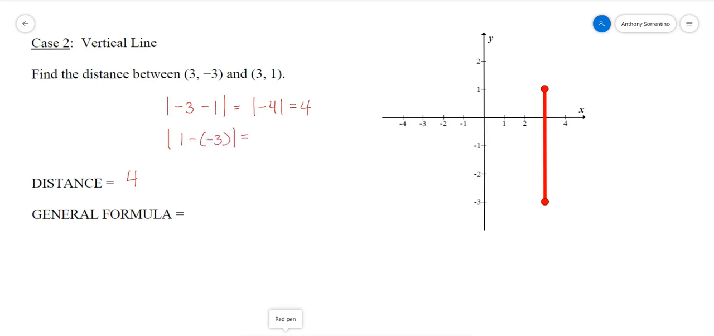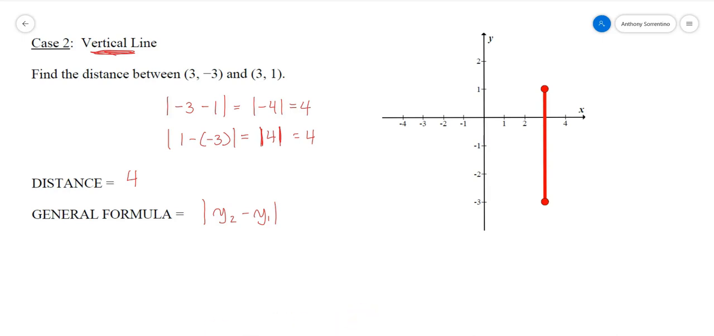And of course, subtracting a negative is the same thing as adding. So this is 1 plus 3, which is the absolute value of 4, and that's 4. So the general formula when I have two points vertically oriented is to subtract the two y coordinates and take the absolute value. So not a big deal there. Vertical distances and horizontal distances are pretty easy to come up with.